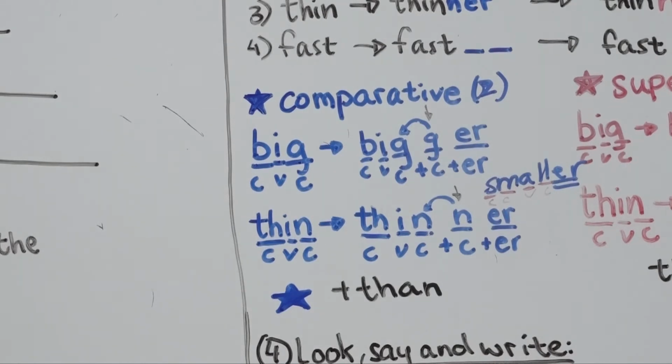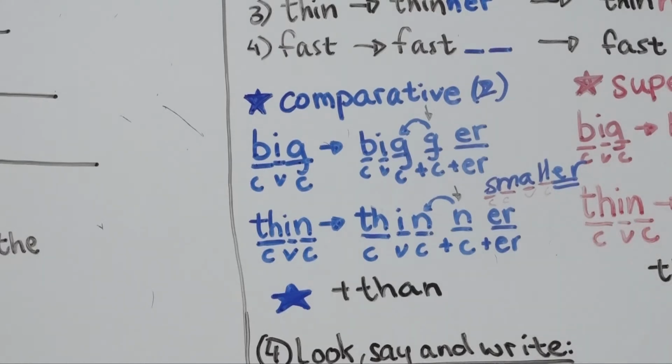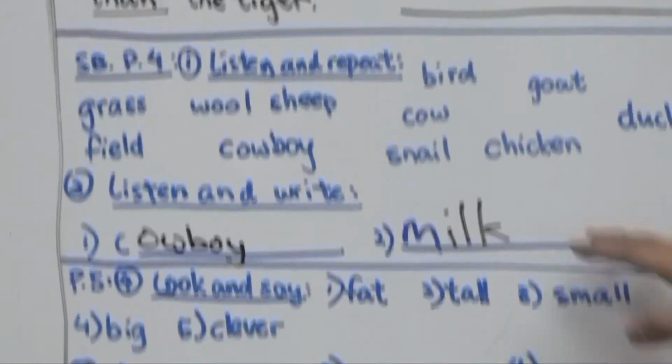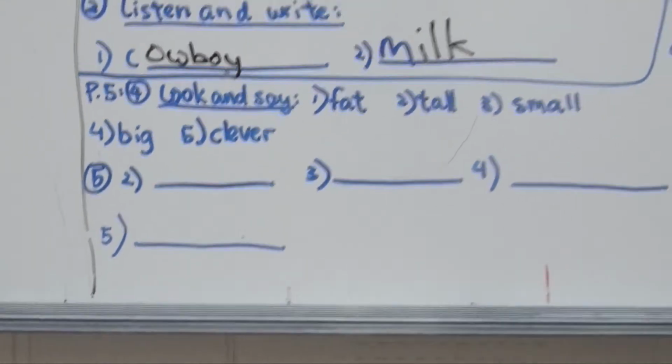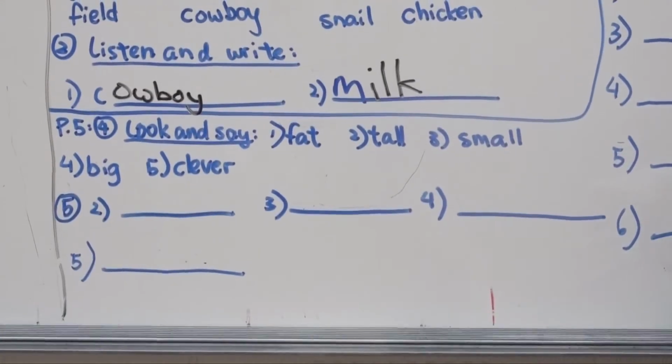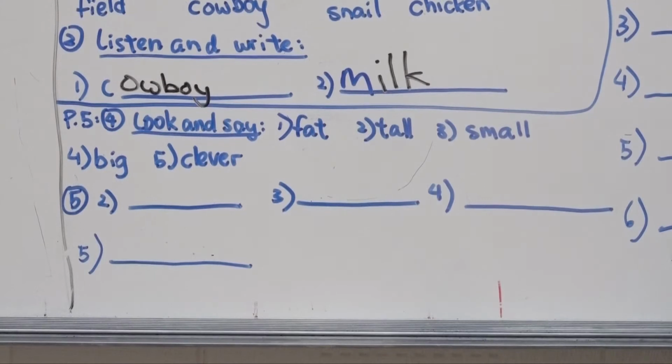And then you are smaller than a tree. Okay? So that is a comparative. Now, for part 5 over here, can you write down the comparative adjective? Oh, sorry, not part 5, part 4, okay?